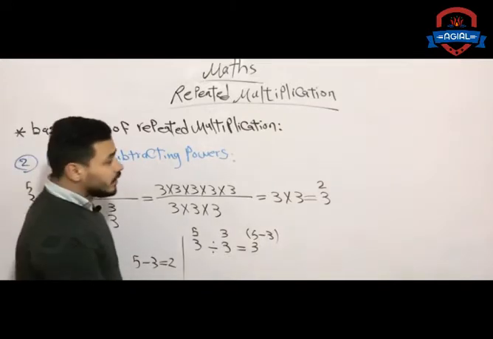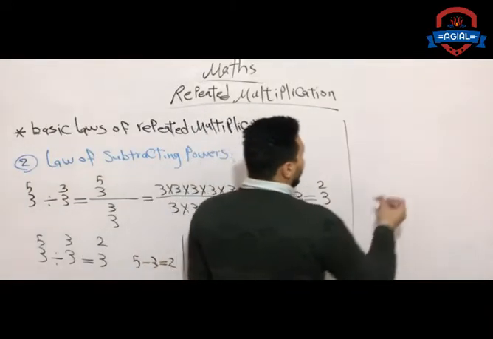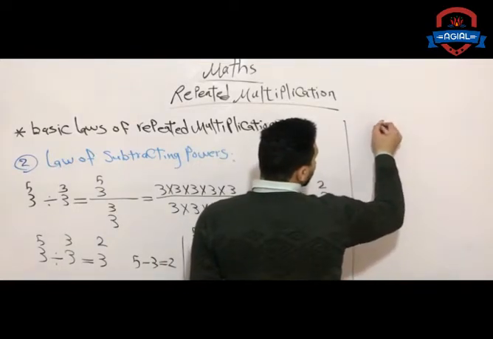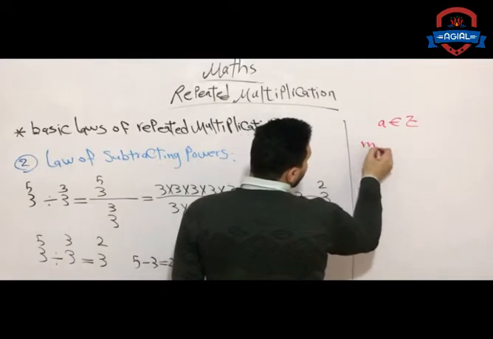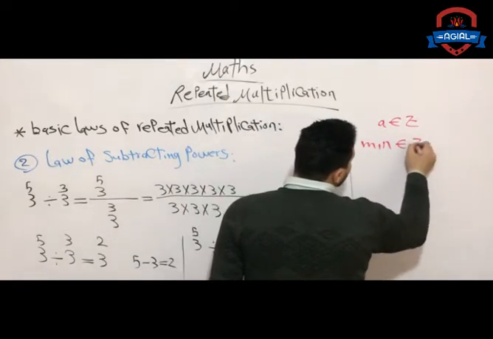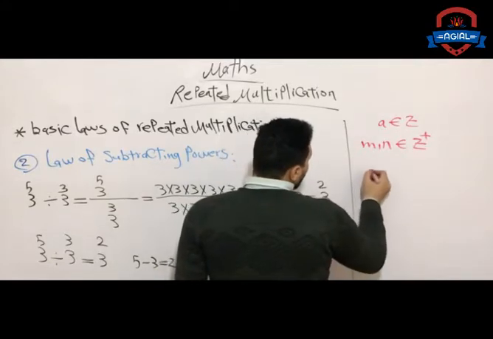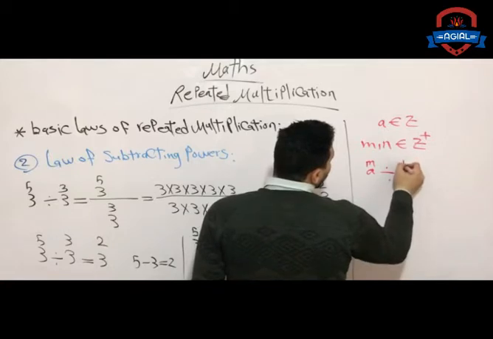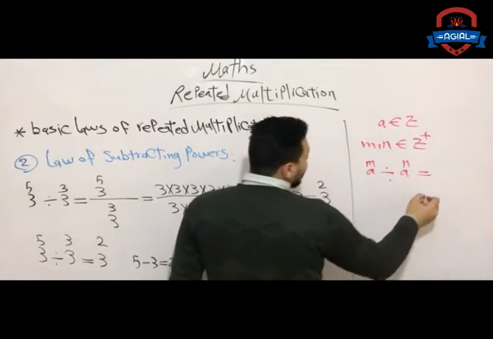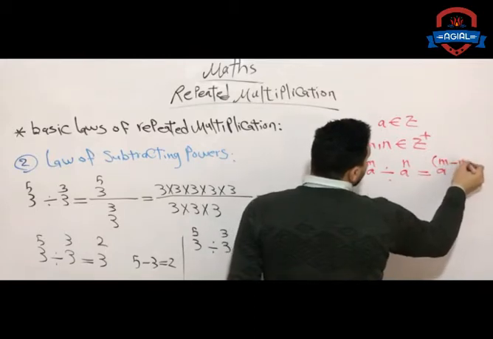So generally, if we have an integer number a belonging to Z, and m and n belonging to positive Z, then a to the power of m divided by a to the power of n equals a to the power of m minus n.